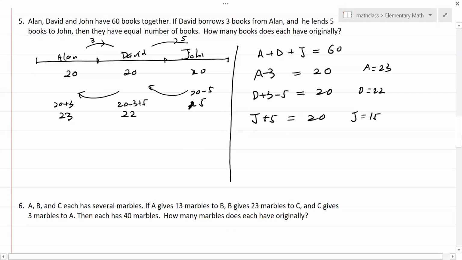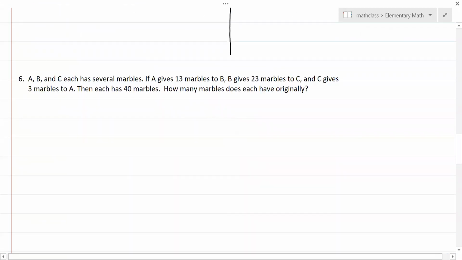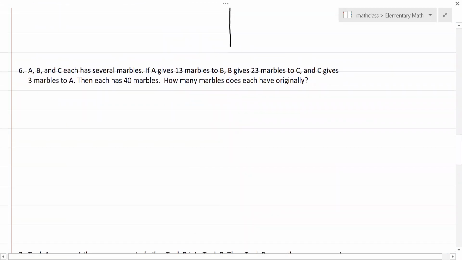Okay. So take a look at the next problem. We have A, B, C. Each has several marbles. If A gives 13 marbles to B, B gives 23 marbles to C, C gives 3 marbles to A, then each has 40 marbles. How many marbles does each have originally?